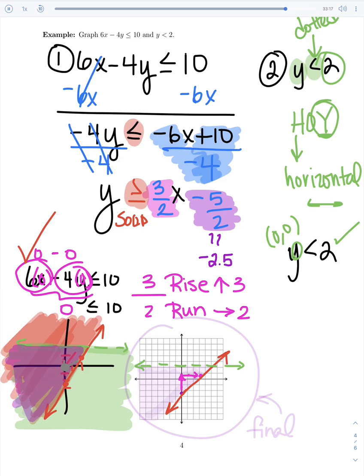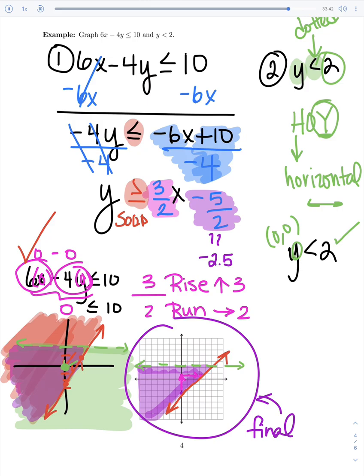So when I go to my final graph on the right here, that's the only part of the graph I should be shading in. So on my graph over here to the right, I'm only going to shade in that right triangular piece. And that graph is my final answer, where I have both lines, but I've only got the overlapping shading.